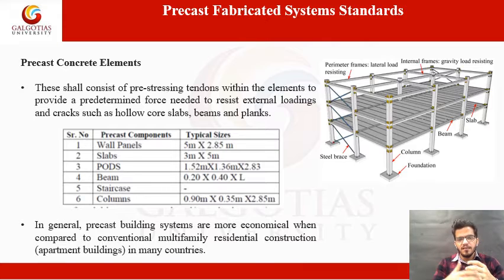We can design it as per a customized design, and we have a typical column size of 0.9 by 0.35 by 2.85 meters. So we have to join different columns together to finally get the desired length of the column. In general, precast building systems are more economical when compared to conventional construction technology, even in residential or any different types of buildings. And this method is used in various countries as well as in India.